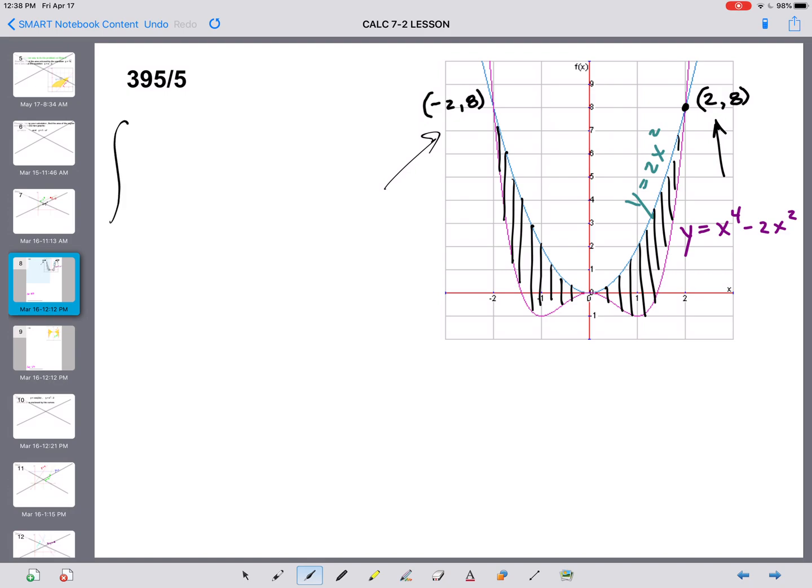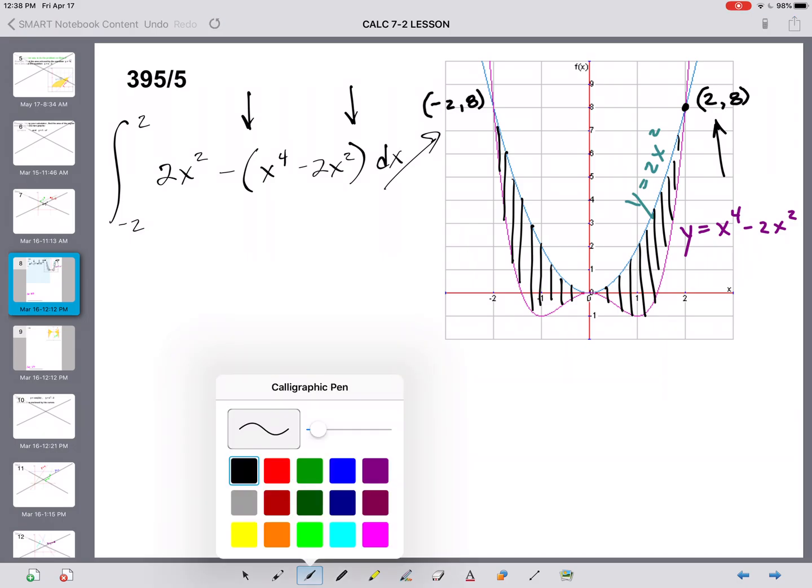So that's the first step. Our integral is going to go from -2 to 2. Okay, second thing, what equation is on top? It's this one here, 2x squared, minus parenthesis. What equation is on the bottom? It's x to the 4th minus 2x squared. Notice I put the parentheses. They are definitely needed. The reason is I'm going to distribute the negative.